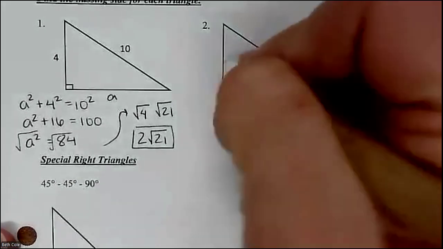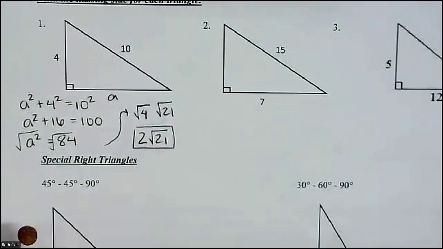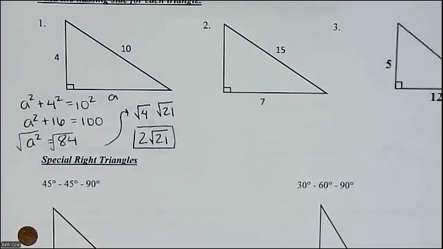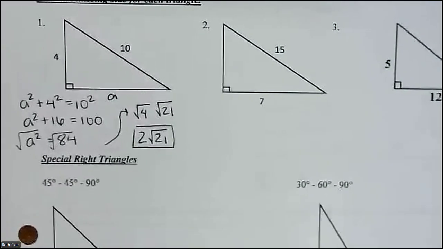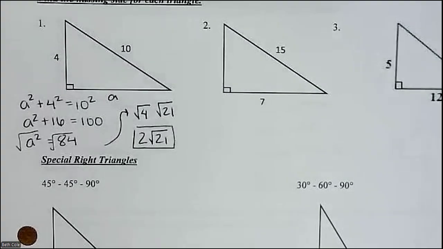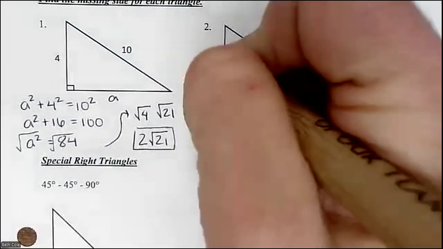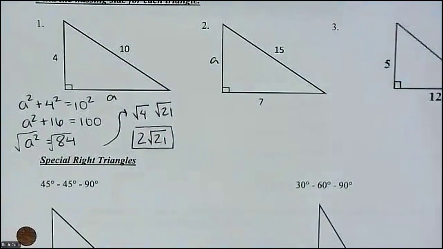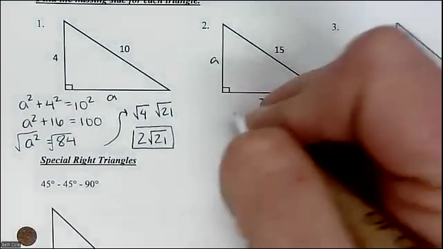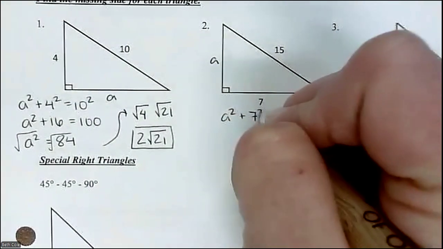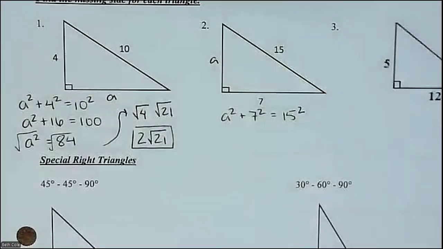Let's try it again. So no, and I was waiting to see if somebody did ask that. The reason we don't do plus and minuses for these square roots is because they're sides of triangles and a length cannot be negative. That would be like an untriangle. So you don't even have to worry about that. All right, so I'm going to call this A. You can call it X if you want. Call it whatever you want. You're going to have A squared plus 7 squared equals 15 squared.